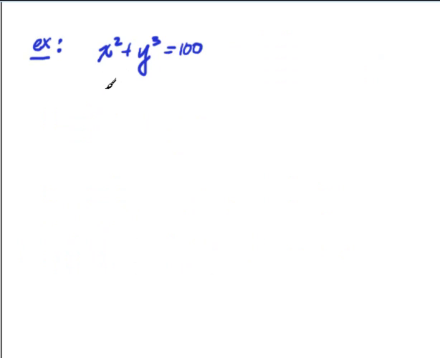Okay, let's look at another example. Here we have x squared plus y cubed is equal to 100, and what we want to do is find dy dx. This time, in the end, we're going to solve for dy dx. If you want, you can use the notation y prime, same thing. This time I'll use dy dx.